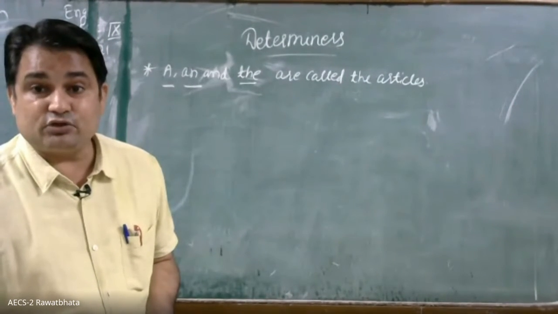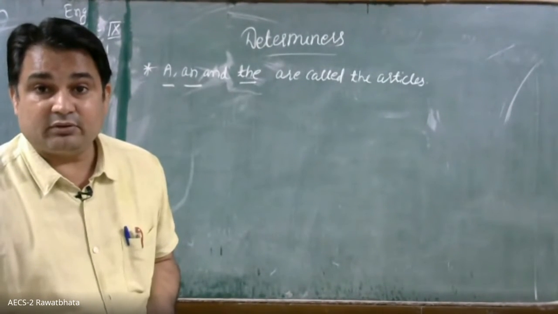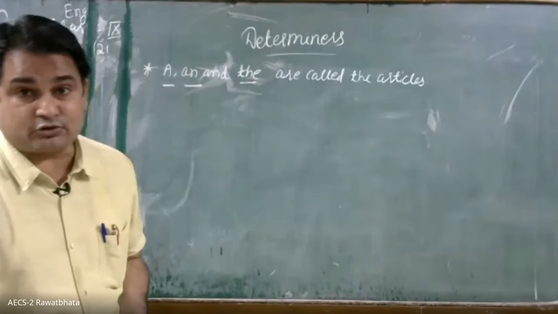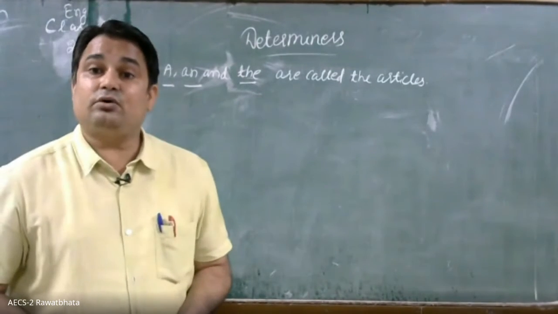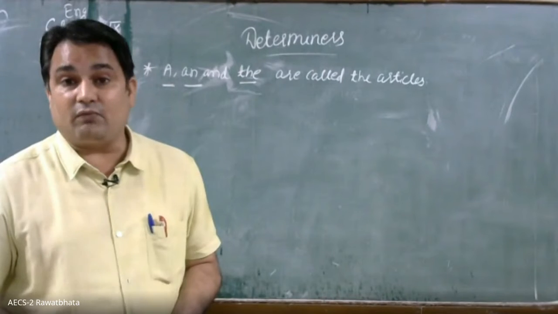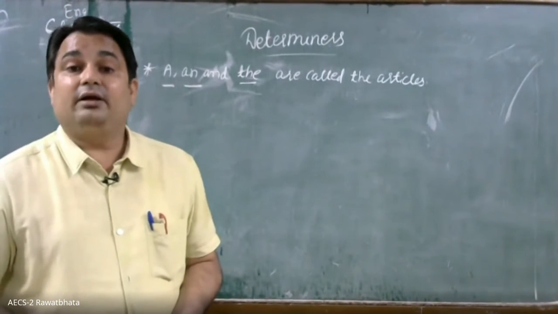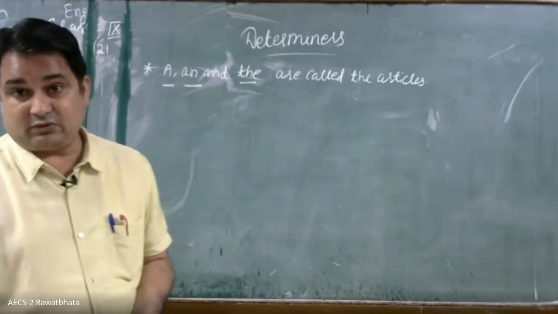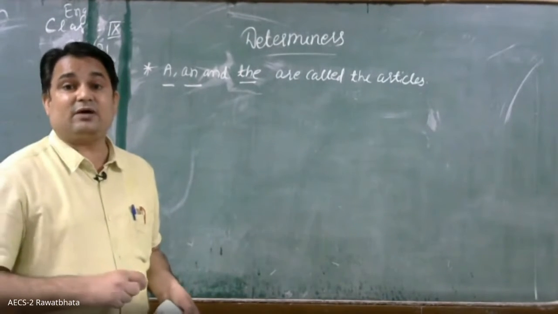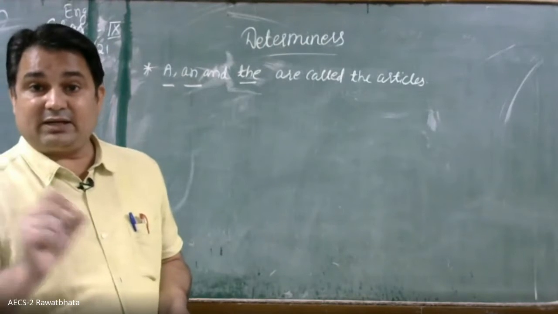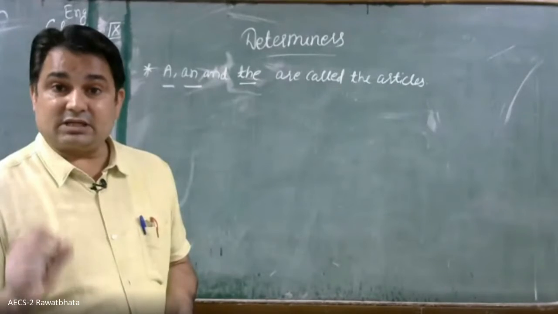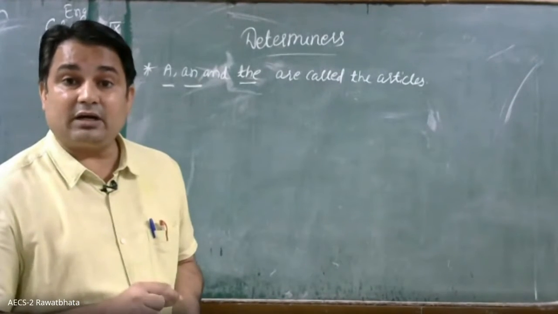An is used before a vowel sound. You have to provide a prompt response. Okay, students. So an is used before the vowel sound, and a is used before the consonant sounds. And sometimes what happens is a word starts with a consonant, but the sound remains that of a vowel.